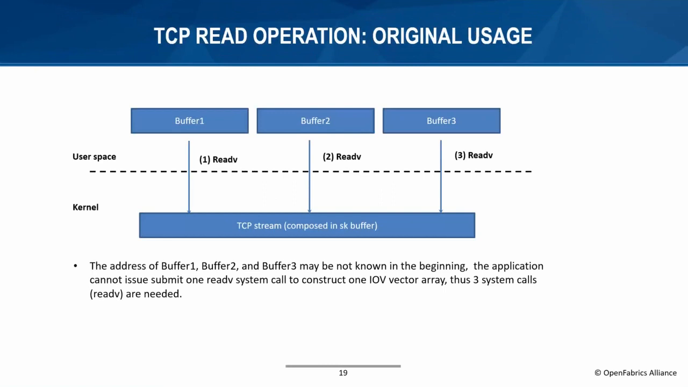This page shows the original TCP read operation on each socket. It means that if there are multiple buffers, you need to issue several read system calls. Since in the beginning, we may not know the buffer address of buffer 1, buffer 2, or buffer 3, we cannot construct one IOV. So it means that several read system calls are needed. But we can use another strategy, which is currently used in SPDK. Next page, please.